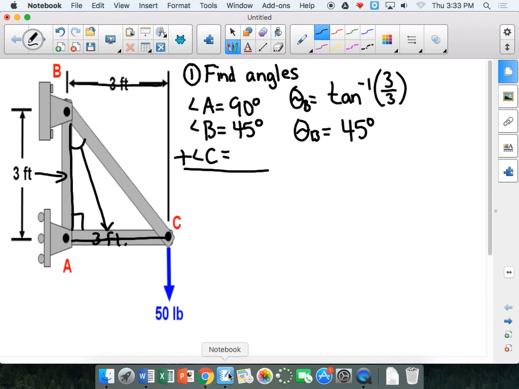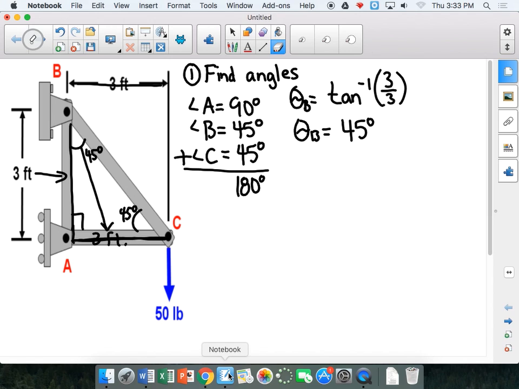Because all of these angles in a triangle have to add up to 180 degrees, then the missing angle is also 45 degrees. So both angle B and angle C are each 45 degrees. Now you may have known that without doing the trig because both of the legs of your triangle were equal to each other. So that means that their angles are also equal to each other. It's an isosceles triangle, an isosceles right triangle.